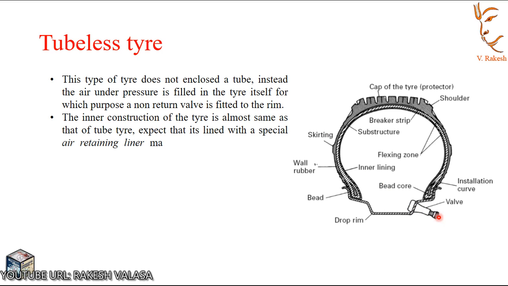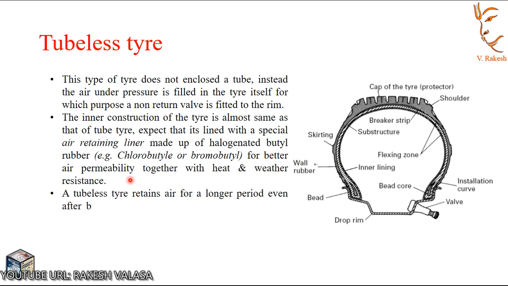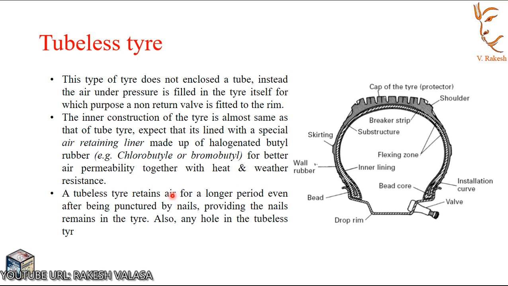The inner construction of the tire is almost the same as that of a tube tire, except that it's lined with a special air retaining liner. This is made up of halogenated butyl rubber for better air permeability together with heat and weather resistance. A tubeless tire retains air for a longer period even after being punctured by nails, provided the nails remain in the tire. Also, any hole in the tubeless tire can be repaired simply by rubber plugging.